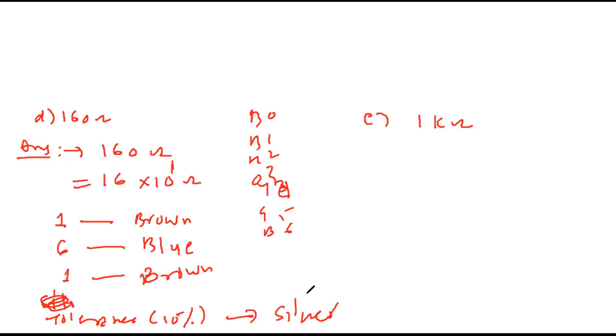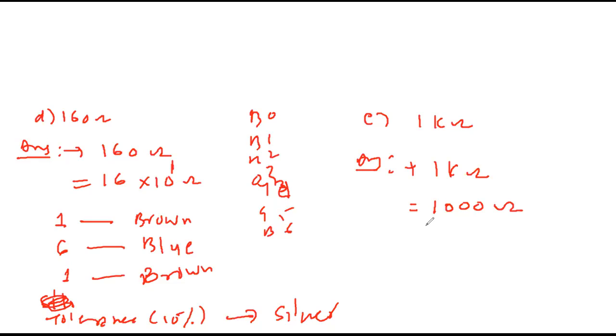Correct. Brown, blue, brown, silver. Yes, sir. Okay. And 1 kilo ohm. 1 kilo ohm means 1000 ohm.